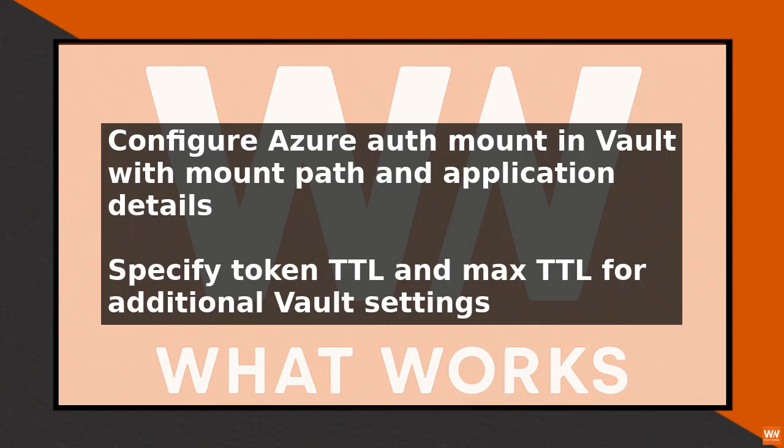Step 4 is to authenticate with Vault using Azure Auth. This involves running the Vault login command with the Azure Auth method and providing the necessary credentials, such as the client ID and client secret. If the authentication is successful, you will receive a token that can be used to access Vault.